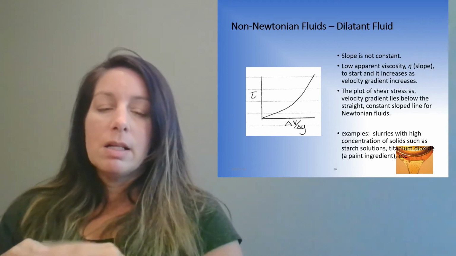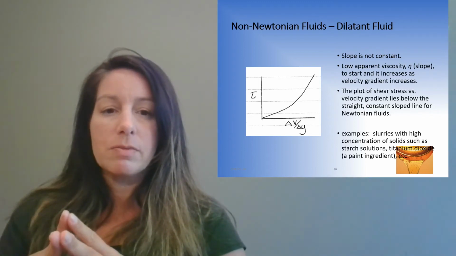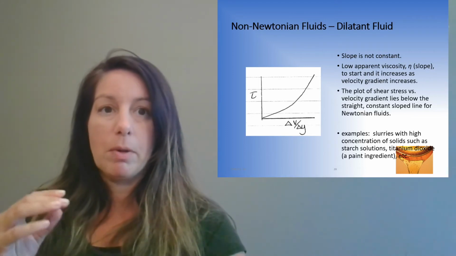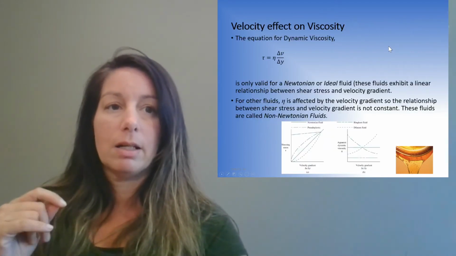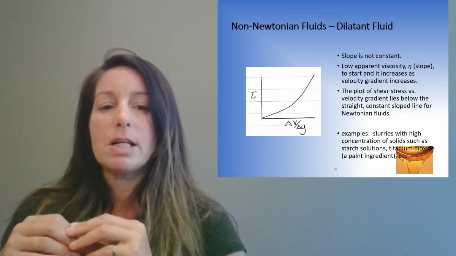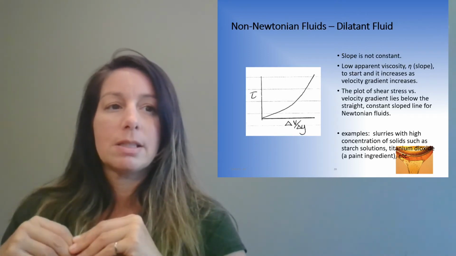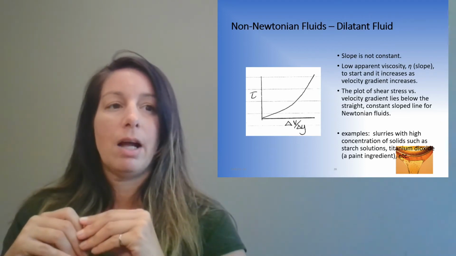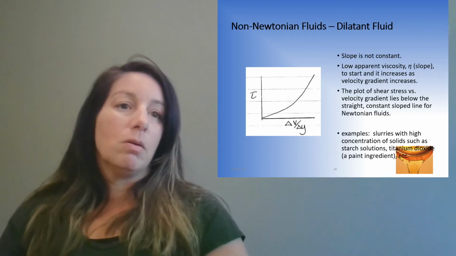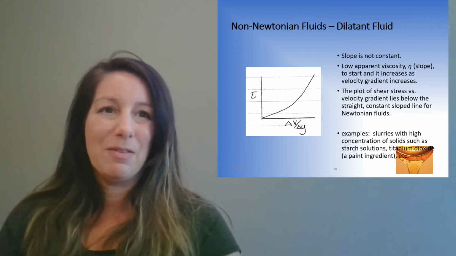You can see it there in the figure. The plot of shear stress versus velocity gradient lies below the straight constant slope for the Newtonian fluid. You'll remember that from this figure here. So it's below. Examples are slurries with a high concentration of solids, such as starch solutions, and titanium dioxide, which is apparently a paint ingredient. What is a starch solution? We'll find out. We'll be working with all this stuff.